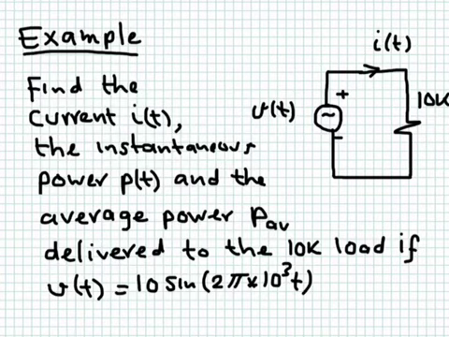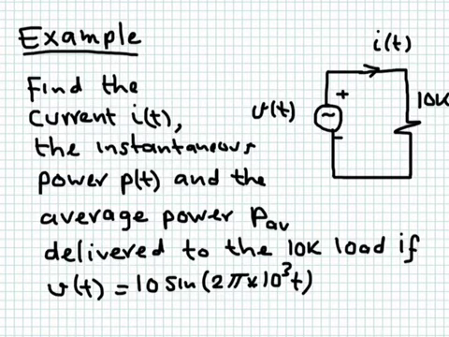Okay, here we have another example. Find the current I of t, the instantaneous power, and the average power P average delivered to the 10 kilo ohm load that you have here, if V of t is equal to 10 sine 2 pi 10 to the power 3 t. So what's happening here?